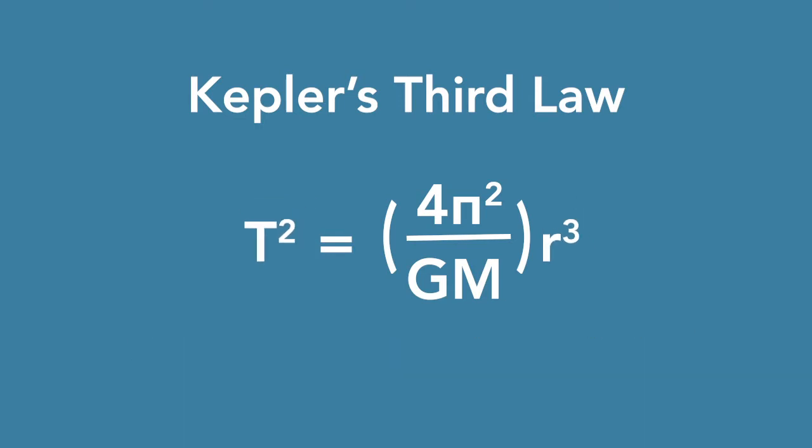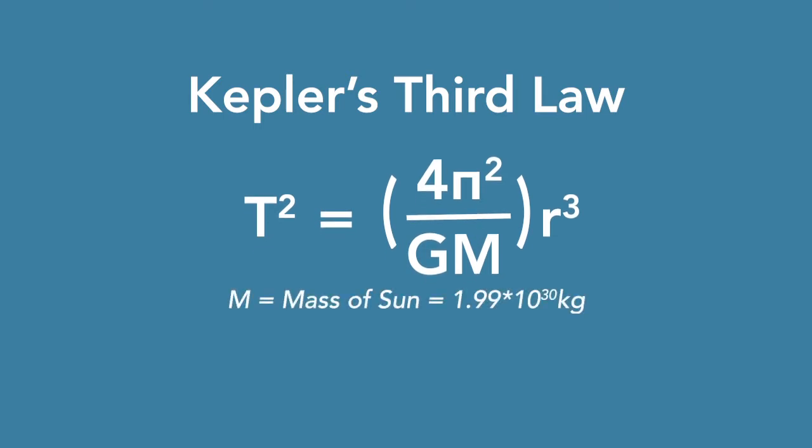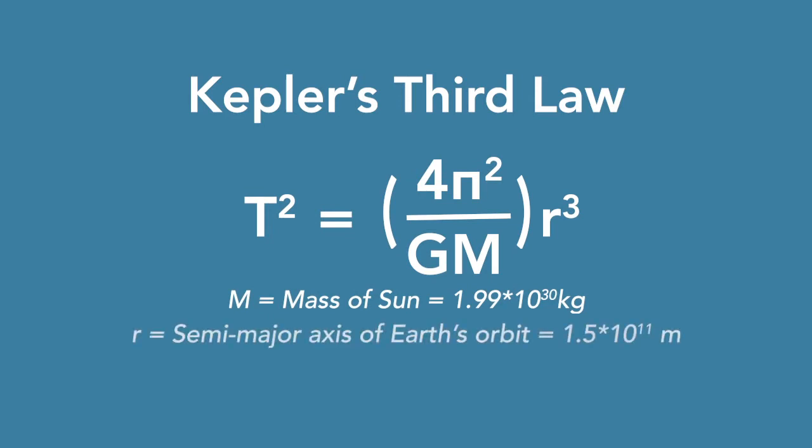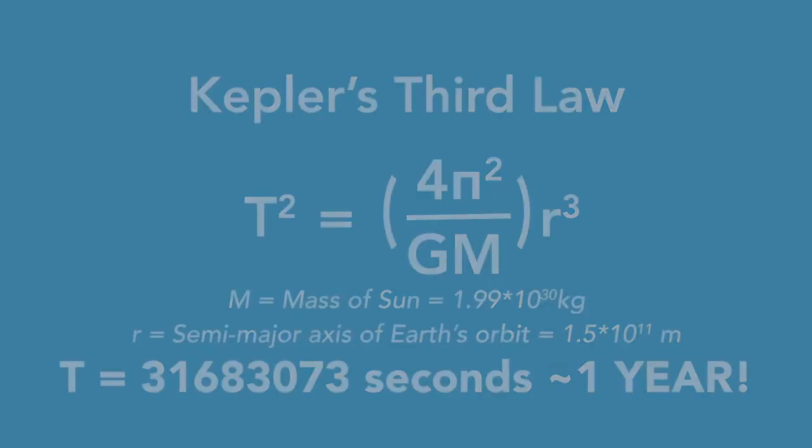Let's take a look at how well this equation holds true for our solar system. If we plug in the mass of the Sun for M and the semi-major axis of Earth's orbit for R, putting all of these numbers into a calculator will give us the period of the Earth. You can try calculating the periods of other solar system planets yourself.